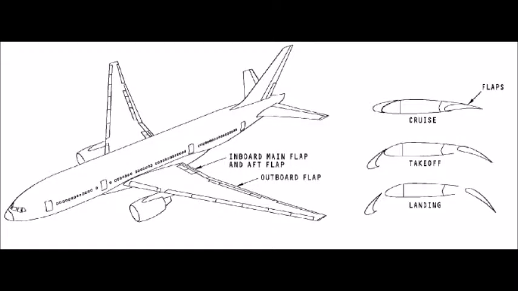Trailing edge flaps. During takeoff, the trailing edge flaps increase the lift of the wing. During landing, the flaps increase the lift and drag. The flaps are not used during cruise. The trailing edge flaps improve the takeoff and landing performance of the airplane.